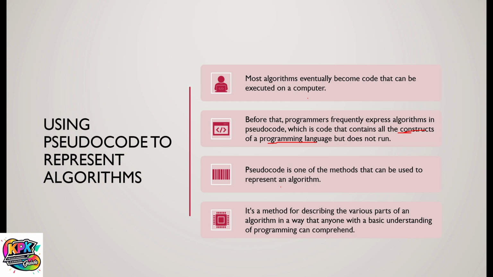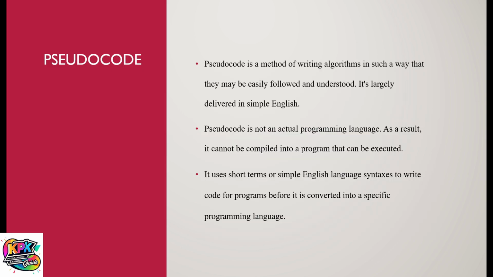It is a method for describing the various parts of an algorithm in a way that anyone with a basic understanding of programming can comprehend. Okay, so in our next lecture, we'll be looking at what pseudocode is, the definition of pseudocode. Let's look at it in detail.